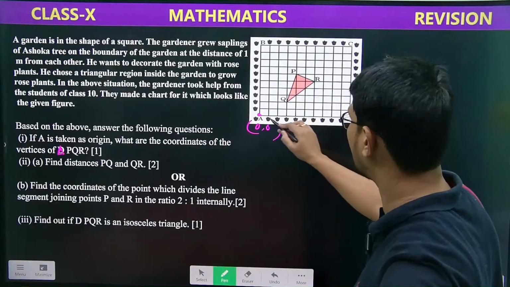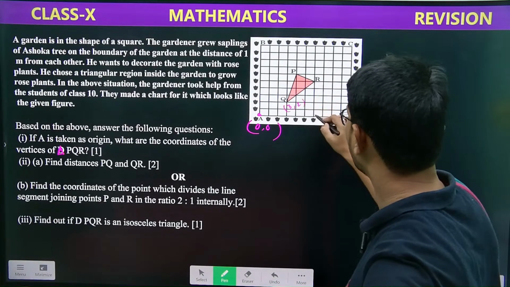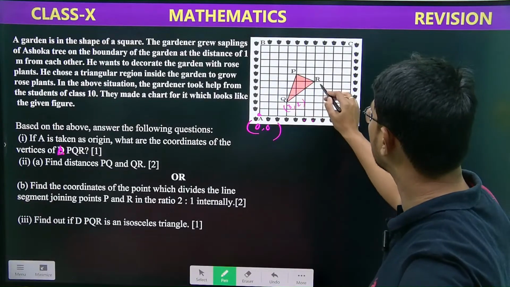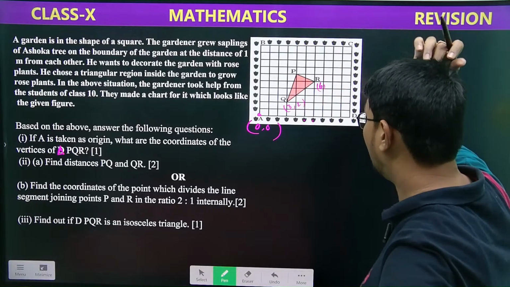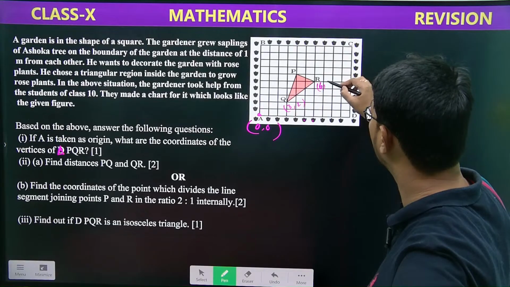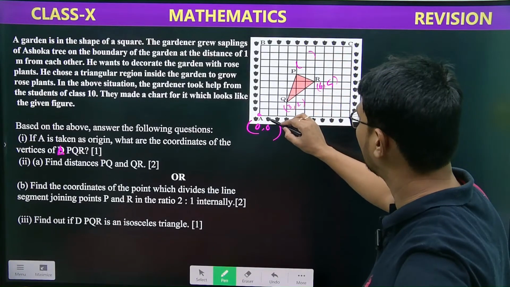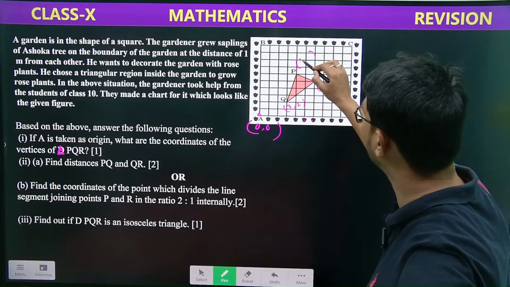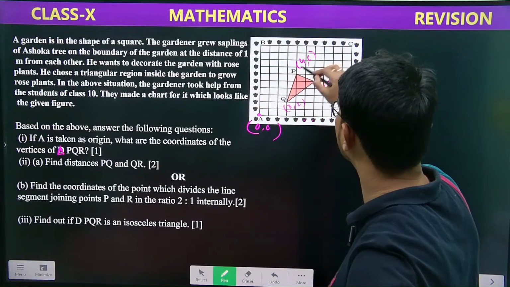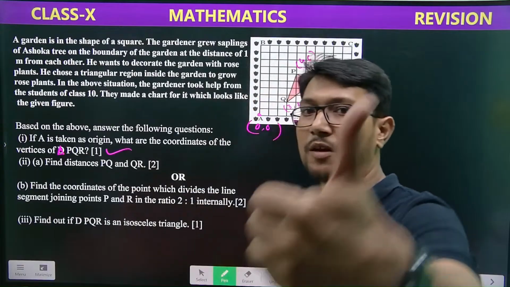So 0, meaning what is its coordinate? 1, 2, 3. What is it, children? 3 and 2. Okay? What about this? You know, 1, 2, 3, 4, 5, 6. It is 6, so 6 is the x coordinate. What is the y coordinate? 0, 1, 2, 3, 4, 5. 5. And what about the P coordinate? Check, where is P? 1, 2, 3, 4. That is 4. And this is what? 1, 2, 3, 4, 5, 6. That is 6, children. Okay, let's go. Now we have got the first question's answer, so you have got 1 mark.